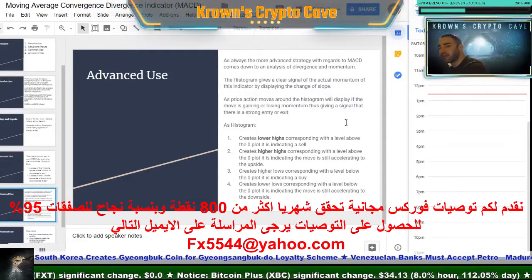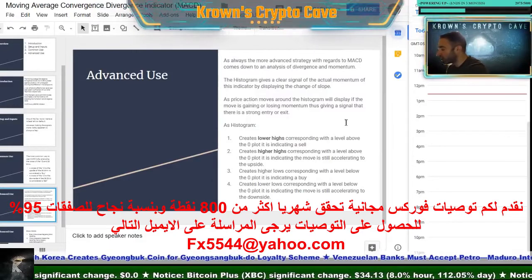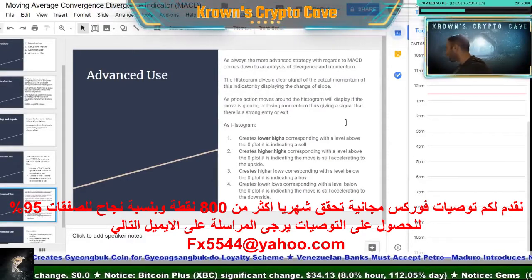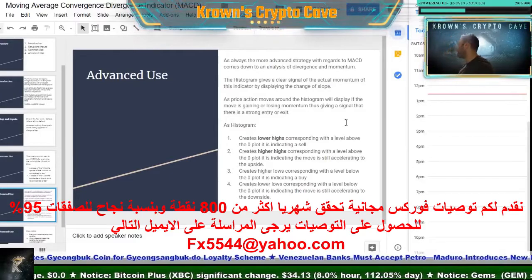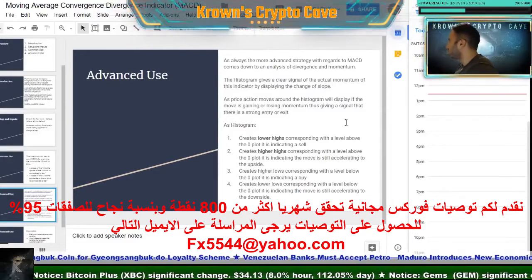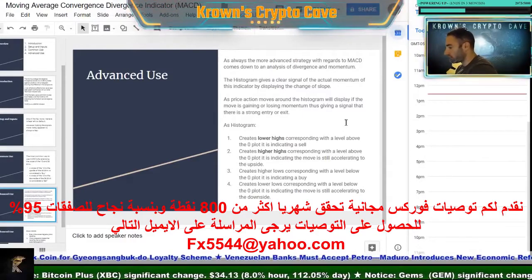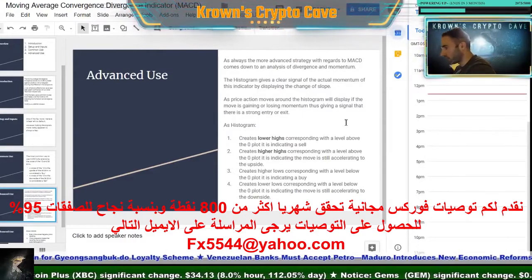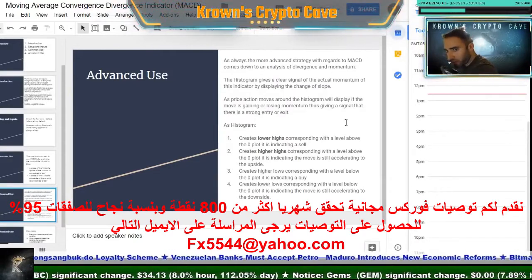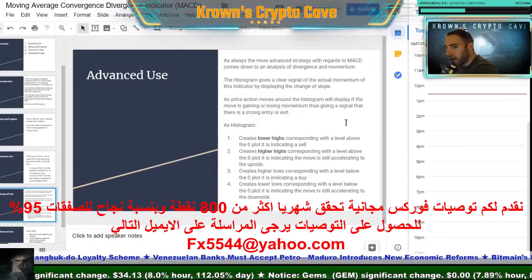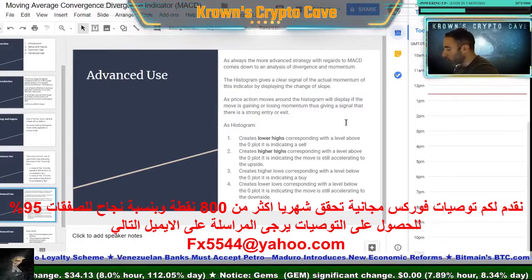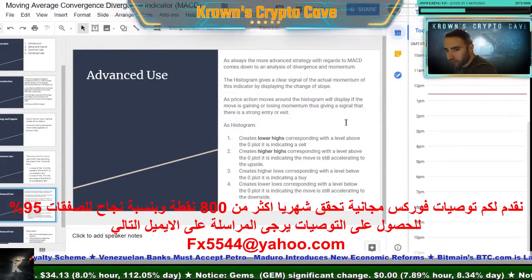Now, in traditional divergence, the same sort of logic applies. If you're familiar with divergence from the RSI module, or from stochastics, the same logic applies. So don't let this trip you out. It's quite literally the same sort of idea. On the histogram, if it creates lower highs corresponding with a level above the zero plot, it is indicating a sell, or a loss of momentum, perhaps is a better way of putting it.